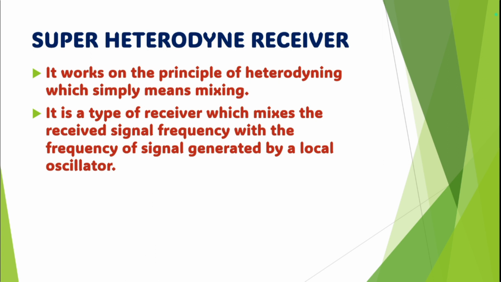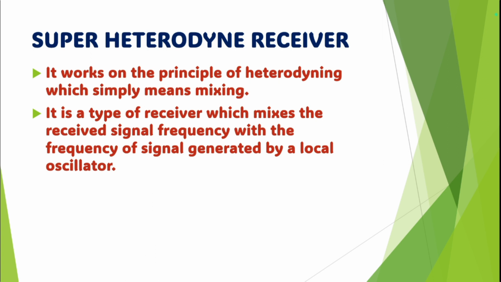A receiver is nothing but an electronic equipment which picks up the desired signal and rejects the unwanted signal, amplifies that signal, and demodulates the modulated signal to get back the original modulating signal. This means we can receive the modulated and noise-free signals.